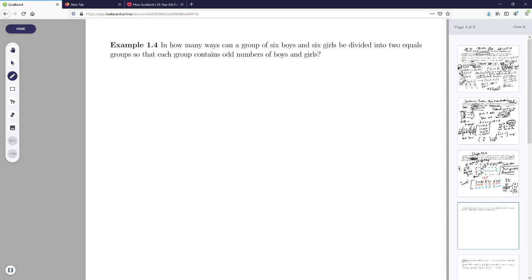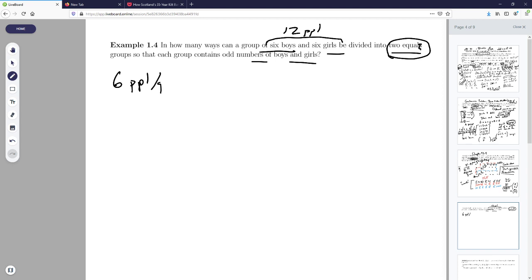So here's a question that, again, doesn't require stars and bars, thank God. In how many ways can a group of 6 boys and 6 girls be divided into 2 equal groups, so that each group contains an odd number of boys and girls? So basically, if we're going to divide 12 people total into two equal groups, then each group is obviously going to have 6 people. I guess what we mean by equal here is equal in terms of just the total number of people. We don't mean equal in terms of genders.